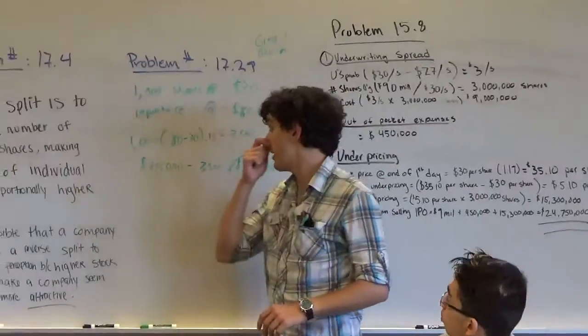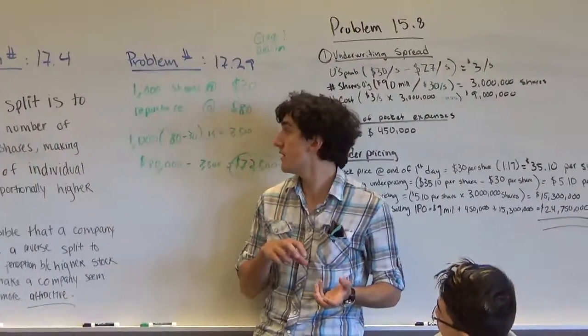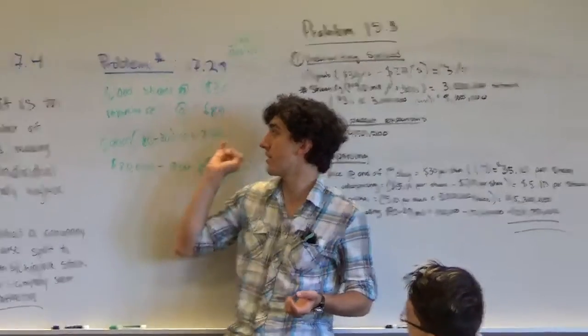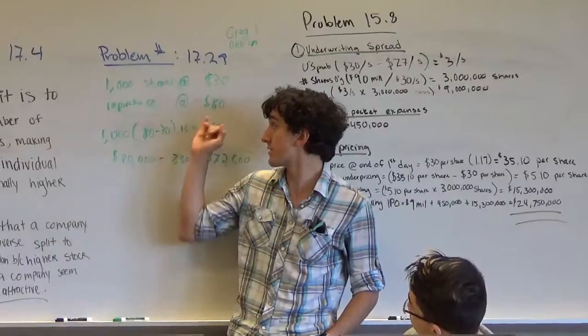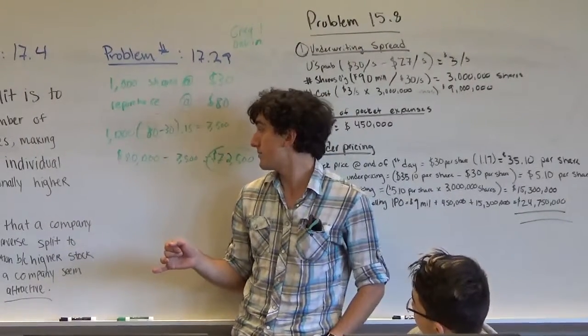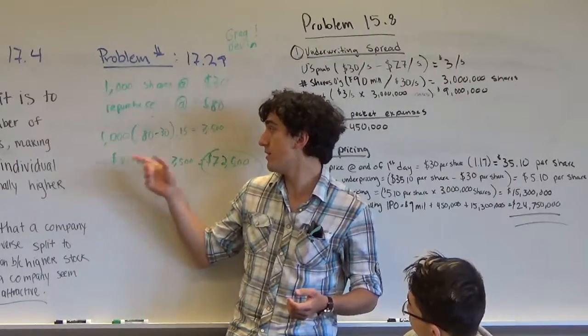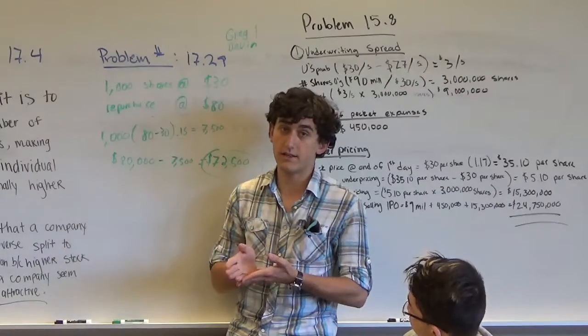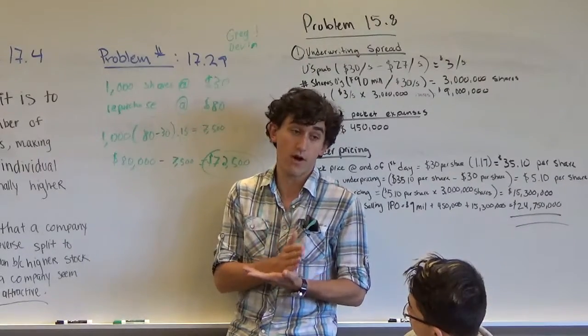So this question, 17-29, is about basically the amount of money you get to keep after taxes on capital gains. So you bought 1,000 shares for $30, and then sometime later, the company offers to repurchase those 1,000 shares at $80 a share. So you want to find out how much you're paying in taxes first. Capital gains tax only applies to your profit.